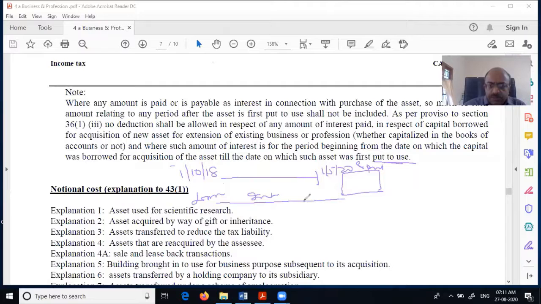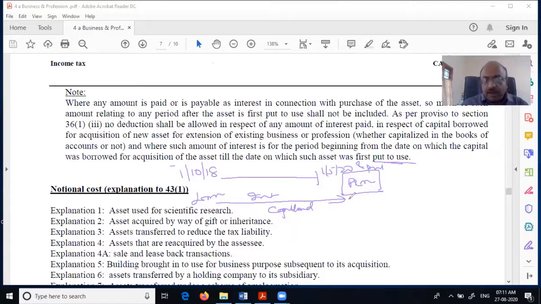So interest paid up to this period should be capitalized as part of the asset and should not be charged to P&L. P&L you are still having, because it's only one asset, the plant and machinery, that you are adding. You've got other businesses running. This is an additional asset that you have put in.